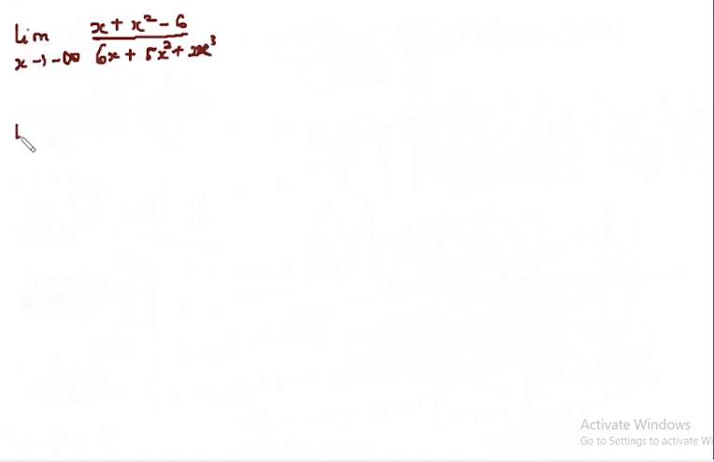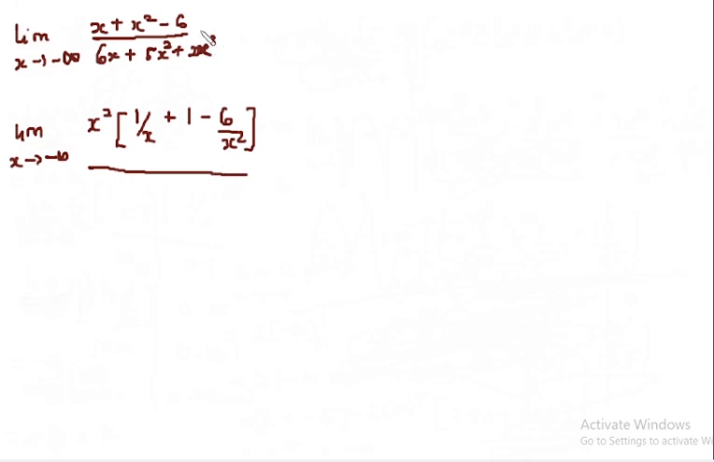So to do that, I'll simply rewrite this as the limit as x approaches negative infinity. The highest degree term here is x squared, so this x squared, open brackets. As I factorize x squared from this, it becomes 1 over x plus 1 minus 6 over x squared, divided by, then you factorize 2x cubed here. Factorizing 2x cubed here, this becomes 2x cubed, open brackets, 3 over x squared plus 5 over x plus 2.